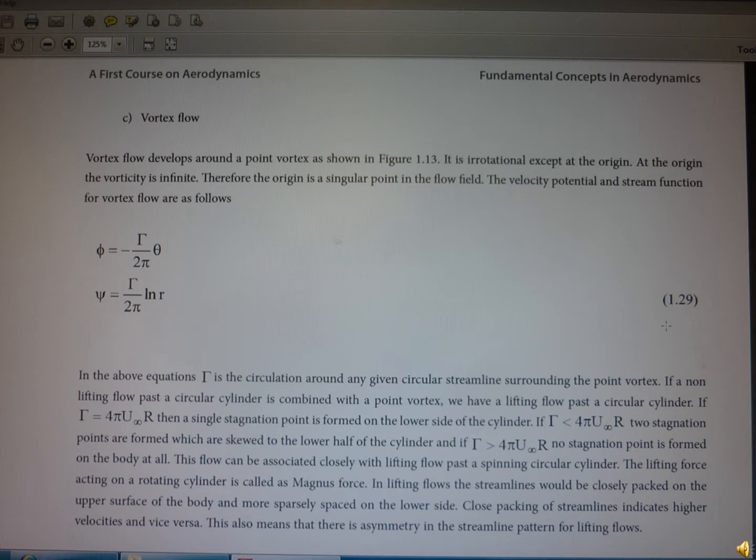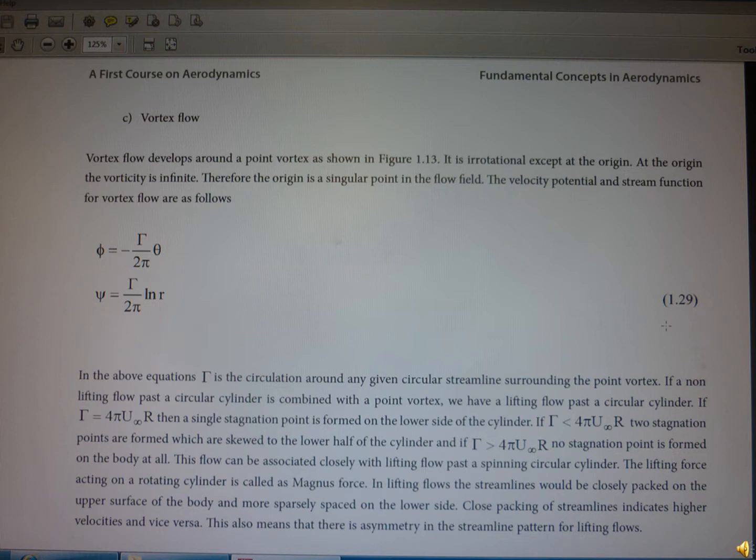So this is the vortex flow. The singularity is at the origin. If there is an origin, the velocity is infinite, so the origin is a singular point of the flow field. So phi equals minus tau divided by 2 pi multiplied by theta, psi equals tau divided by 2 pi multiplied by ln r. So this is the equation.